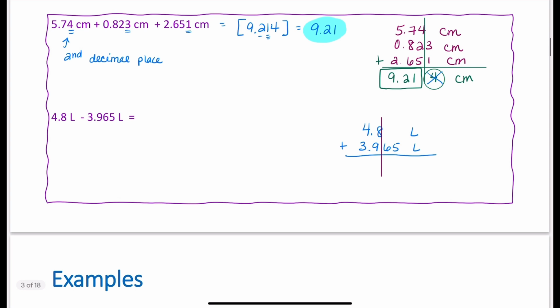When I add these up, I get 8.765 liters. This is the first number that's being dropped because it's 5 or greater. I'm rounding up, and I'm going to round this up to 8.8. Sorry if you're hearing all the noise. I have kittens and they want to be right near me because it's thundering out. 8.8 liters.